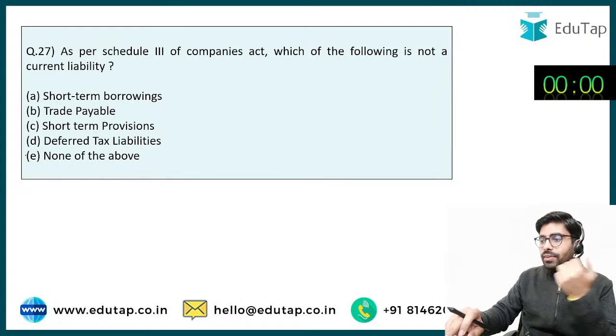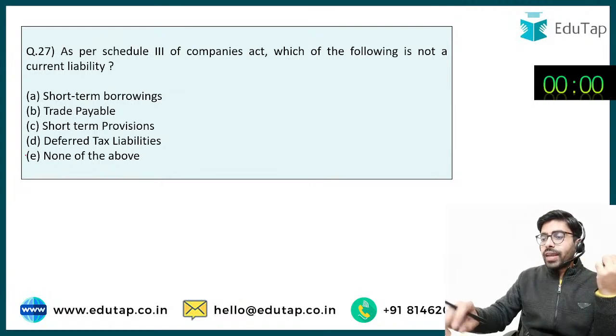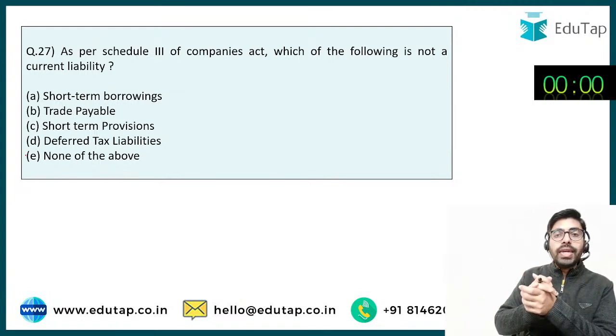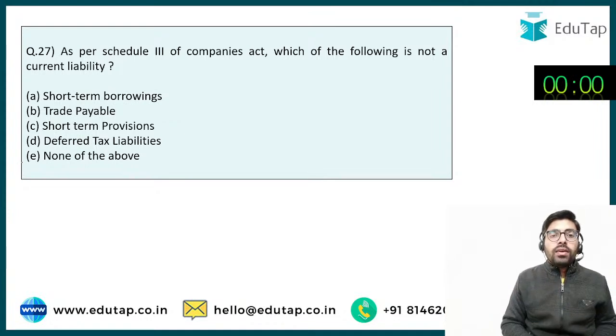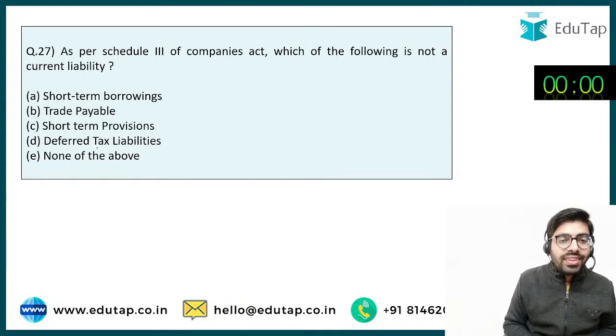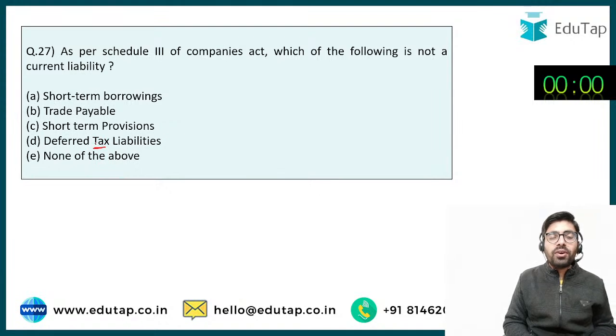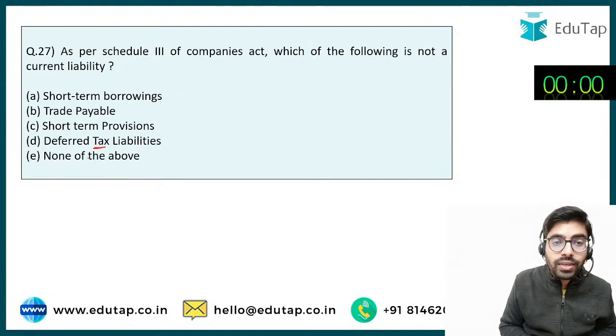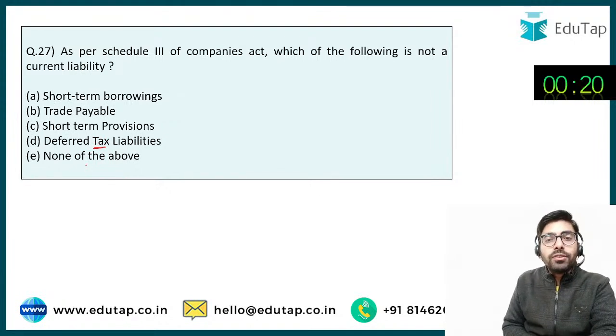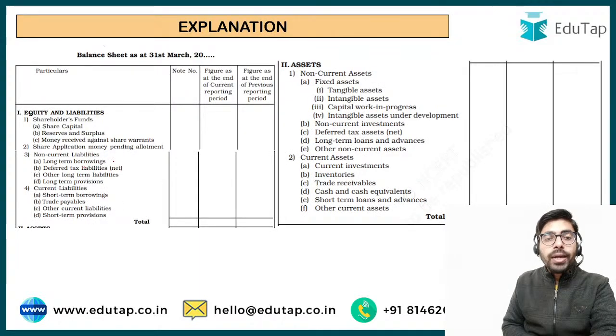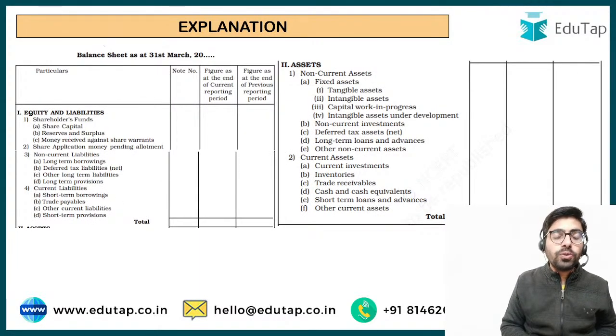I'm getting the answer as option number D from Rishabh, Anupama, Vinayak, Shubham. All of you are saying option number D, deferred tax liability. So deferred tax liability is a concept I'm not going to discuss today because it's going to get really confusing here if I discuss this concept. I'm just going to show you the format of the balance sheet which we have already seen.